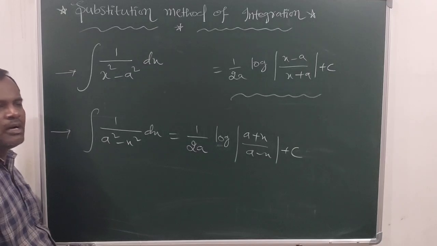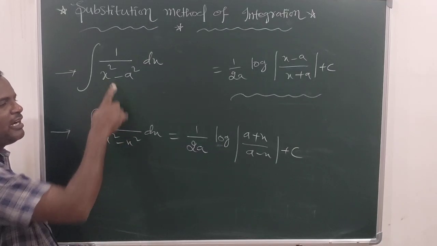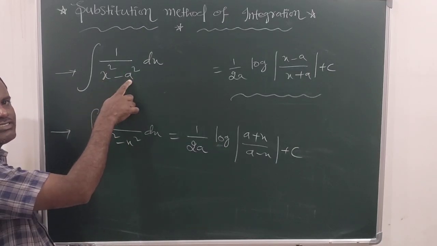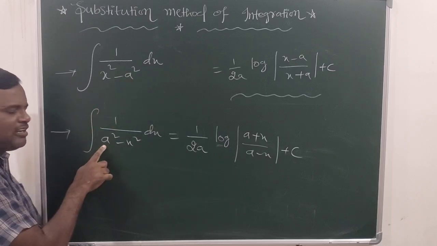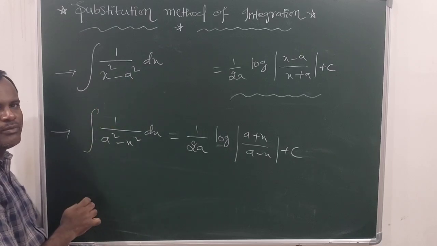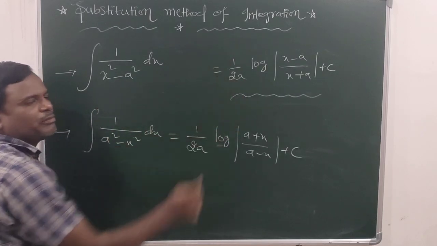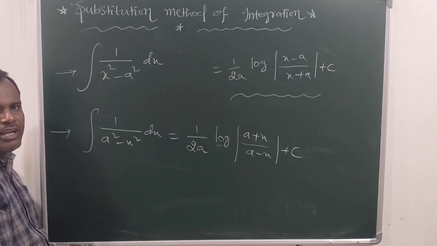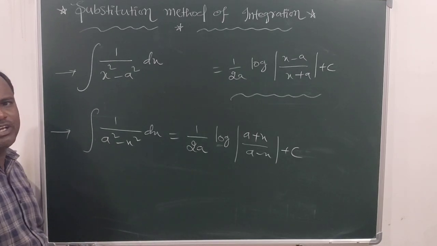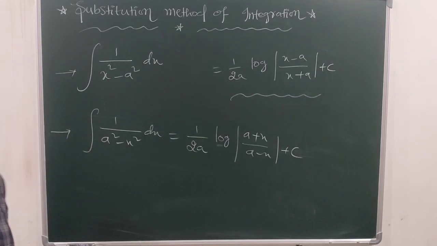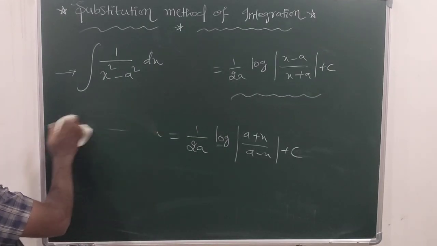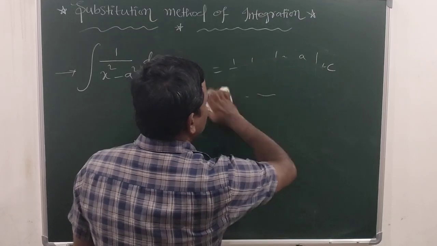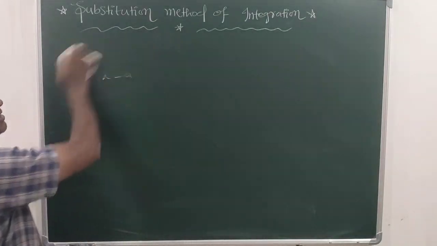Okay, students, observe this and this. Here x square minus a square, first variable, next constant. Here first constant, next variable. So here the result is 1 by 2a log mod x minus a by x plus a. Here 1 by 2a log mod a plus x by a minus x. Okay, students, remember, these are standard results which help you while doing applications.